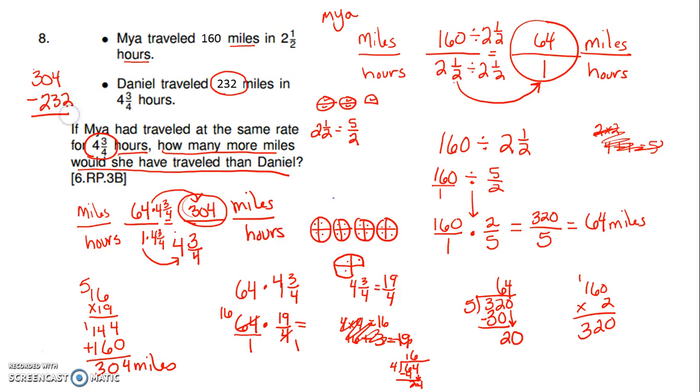All right, 4 minus 2 is 2. Can't take 3 from 0. Borrow from this hundreds place, make your 300 a 200. We've just borrowed 10 tens. 10 minus 3 is 7. 2 minus 2 is 0. She can travel 72 more miles than Daniel.